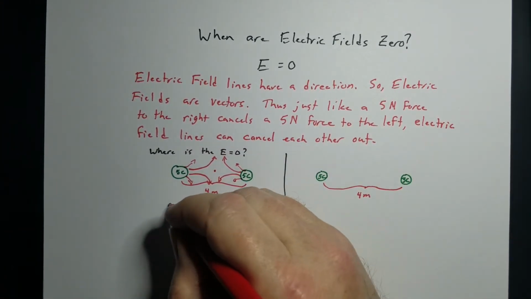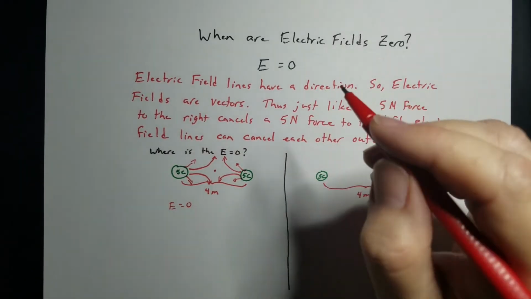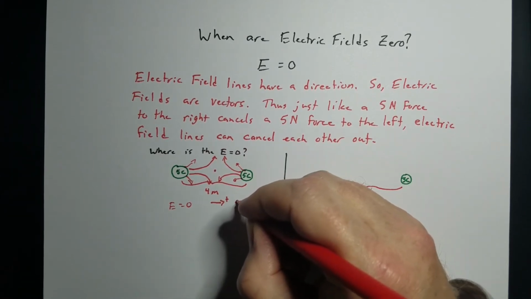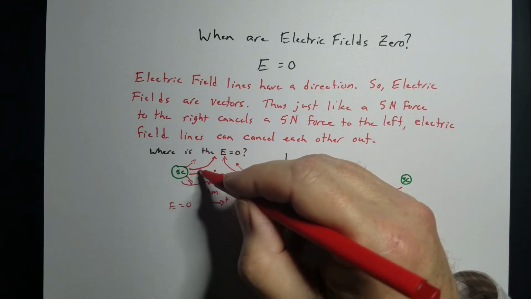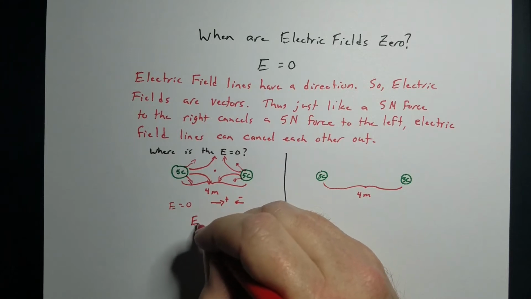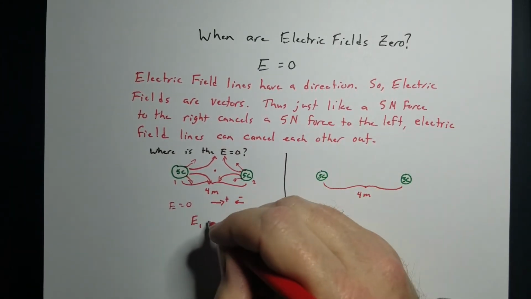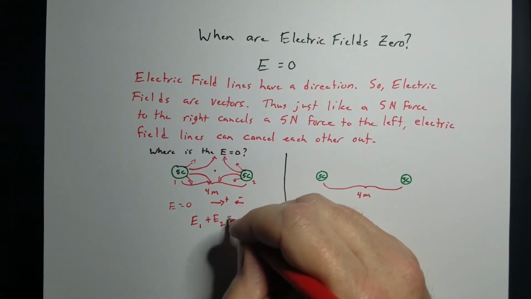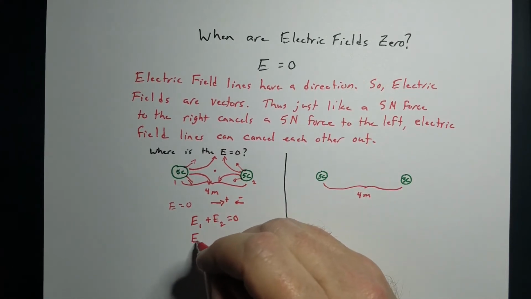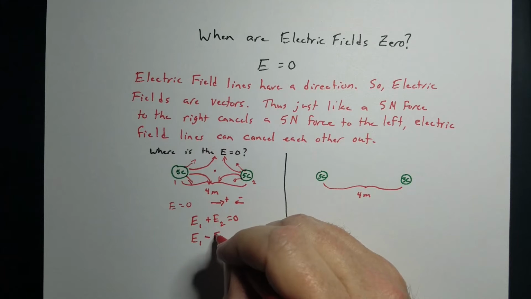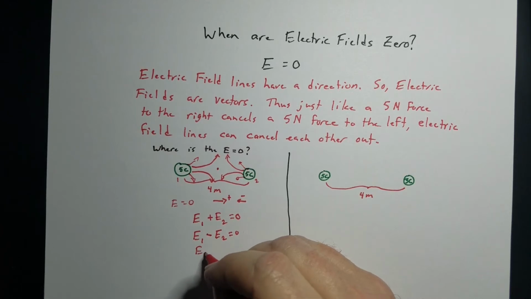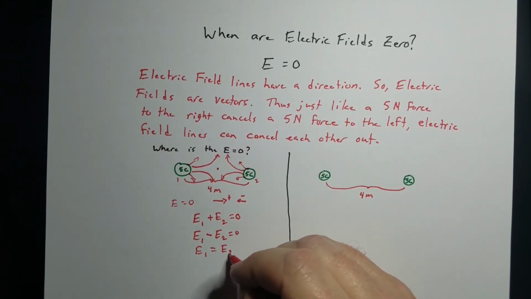So we want to have the electric field equal zero. Now, the electric field's a vector. So if we say going to the right is positive, anything going to the left is negative. The electric field lines from this one are positive, and the electric field lines from this one are negative. So the electric field from this first one plus the electric field from the second one has to equal zero. And since this electric field is going to the left, it's negative. Move that over, so the electric field from one has to equal the electric field from the other one.